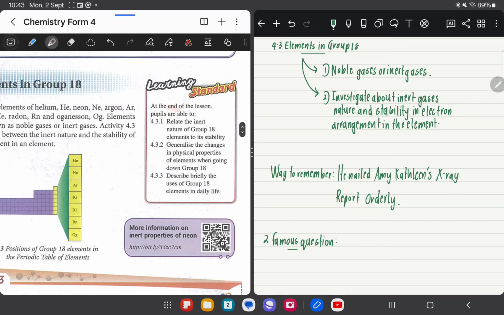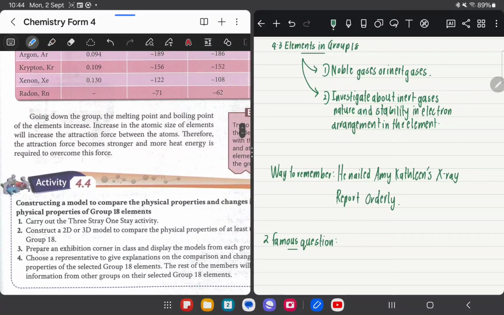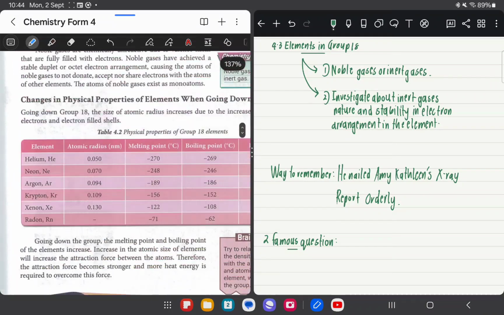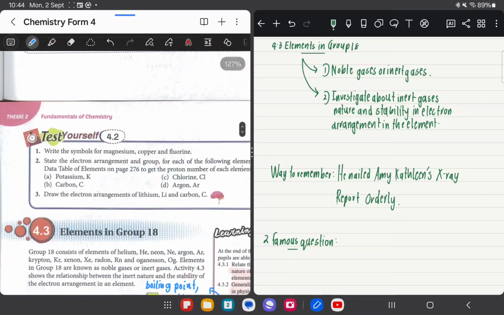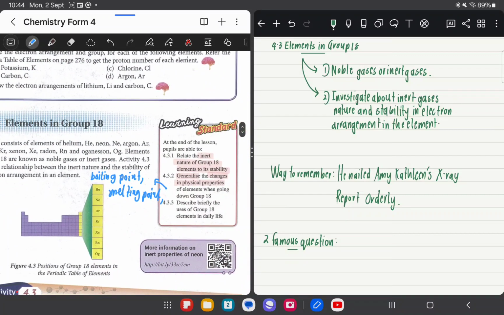First of all, try to see the learning standard here. At the end of the lesson, pupils are able to relate the inert gas nature of group 18 elements to its stability, and generalize the changes in the physical properties. Remember that the physical properties you are mainly going to focus on are the boiling point and the melting point. These are the physical properties that you are going to focus on. And also describe briefly the uses.